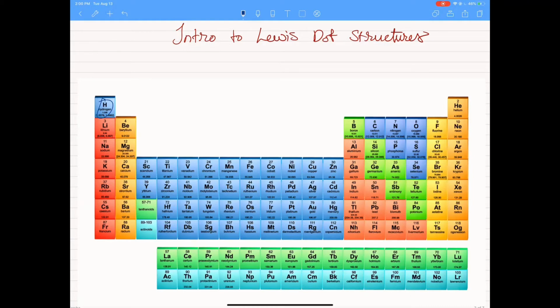Now, why in chemistry do we focus so much on Lewis dot structures? The reason for this is because different elements in the periodic table can bind together in a specific way to form different molecules. It's like understanding how hydrogen and oxygen can come together to form something like water. So the first thing to understand is we need to know what valence electrons are.